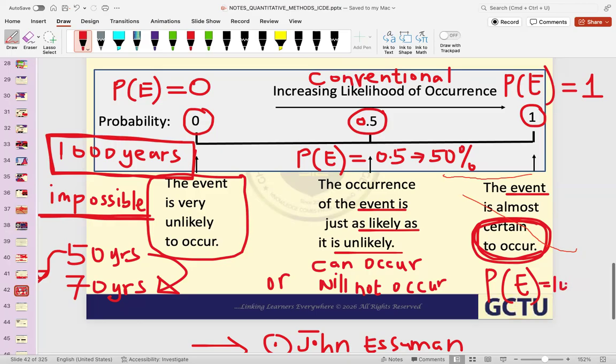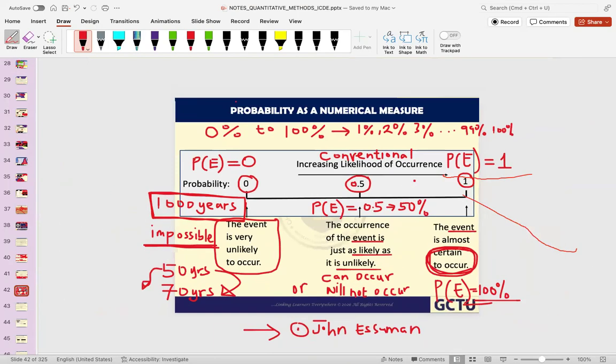I told you that when you are changing the numbers from 0 to 1 to percentage, just multiply each of them by 100% and you get 100%. So these are the measurements that are used to measure every form of chance that you want to measure. Okay. Now we've spoken a lot about chance, probability, chance, probability.